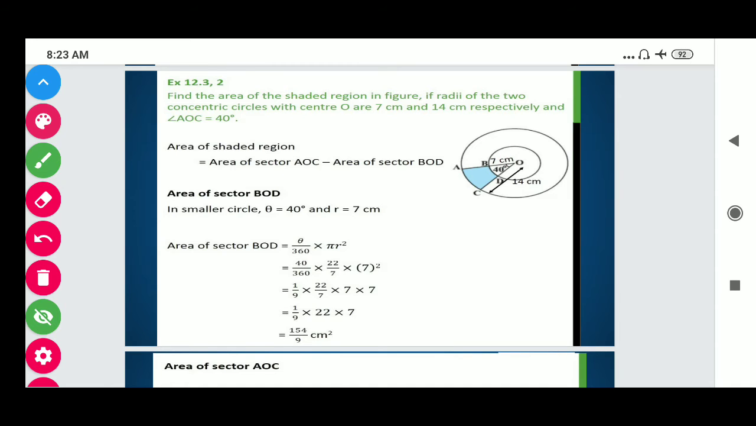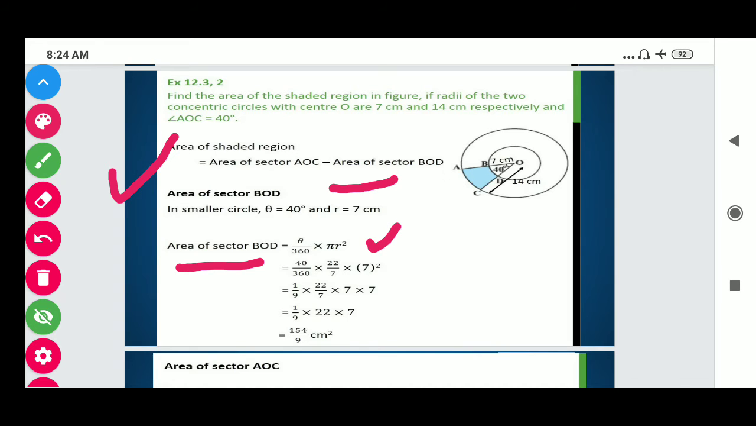Students, first AOC, this region is the sector of the circle, and here BOD is the region of area of sector of smaller circle. If we find the area of sector and after that by finding the area of sector of two circles, then after subtracting both we get the required result. So let's start. Area of shaded region is equals to area of sector AOC minus area of sector BOD. So area of sector BOD formula is theta over 360 pi r square.